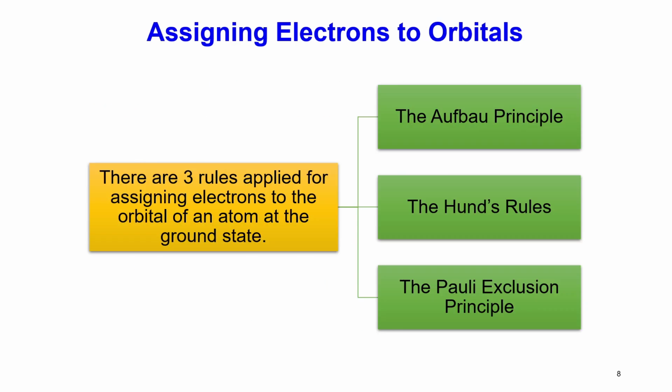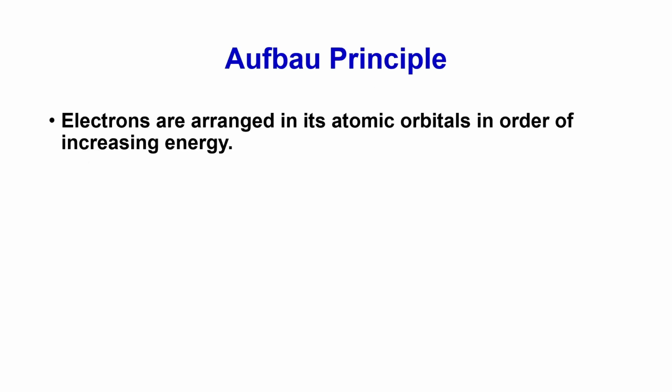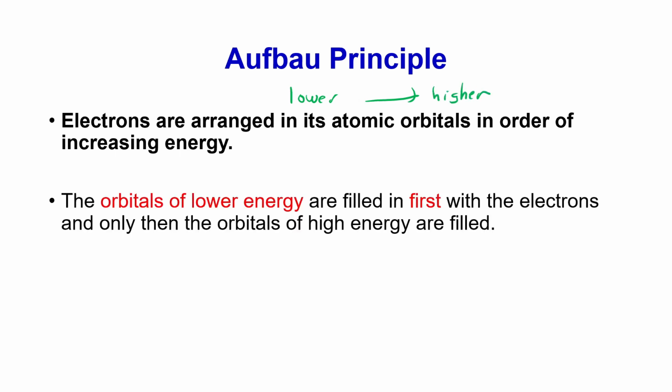So we have 3 rules to arrange electrons in an orbital. We have the Aufbau principle, Hund's rule, and also the Pauli exclusion principle. So what is the Aufbau principle? According to Aufbau, electrons are arranged in atomic orbitals in order of increasing energy. Increasing energy means we start with lower energy first, then go to higher energy.